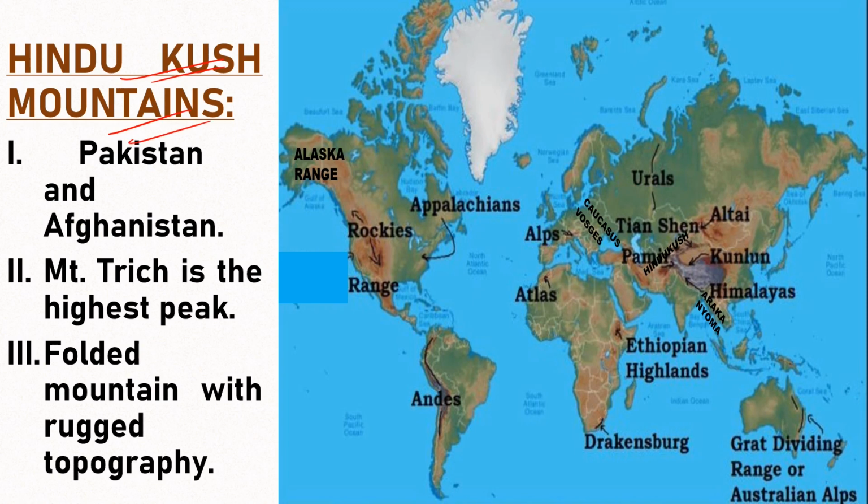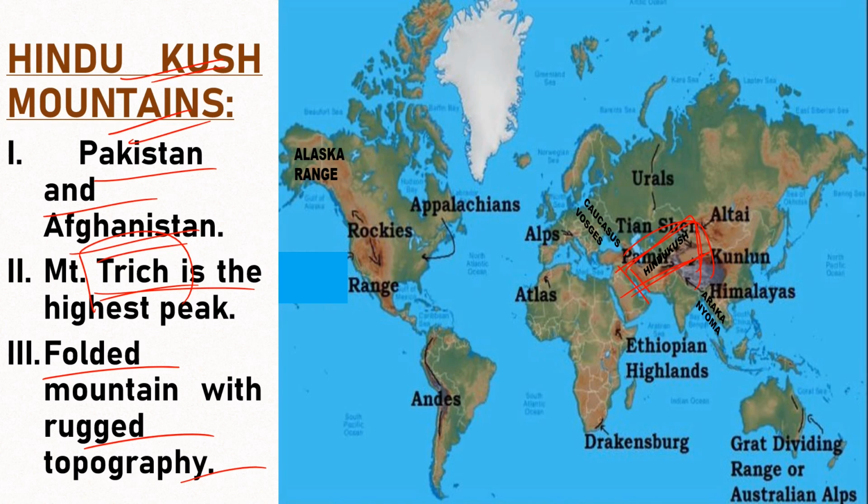Then Hindu Kush Mountains, as you can see in the map here, near the Afghanistan-Pakistan border. They are located in Pakistan and Afghanistan. Mount Tirich is the highest peak. They are the folded mountains with rugged topography, so they are not smooth mountains at all. These Hindu Kush Mountains have very few passes as well.